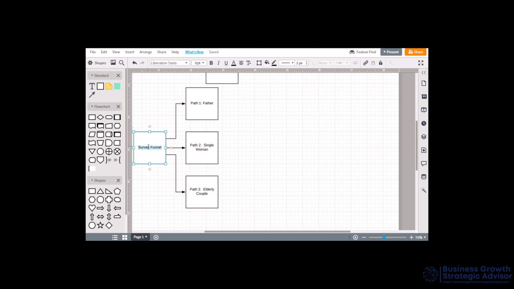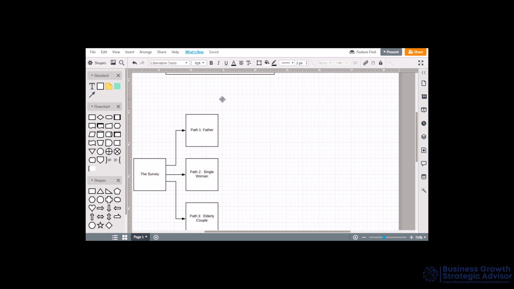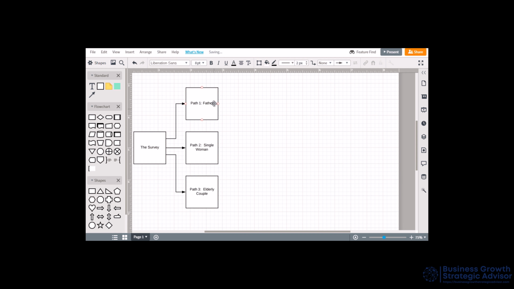Now this is going to be the actual survey. So when people come here, this is the survey. They fill it out. And based upon the answers that they give, they are either sent to path 1, path 2, or path 3. Now, I'm going to delete this here just to clean it up. Let's say they go to path 1.